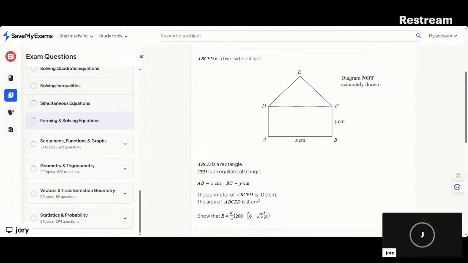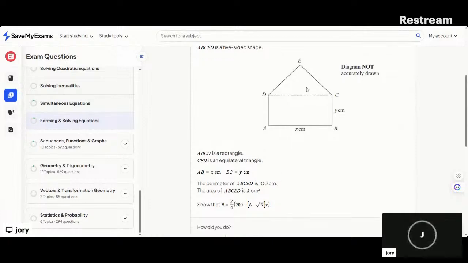And then the area of ABCED, the rest is yx. So multiply these two together. Square root 3 x over 4, yx. Square root 3 yx squared over 4. I don't get the same answer. I don't like that. It's only 3 marks.